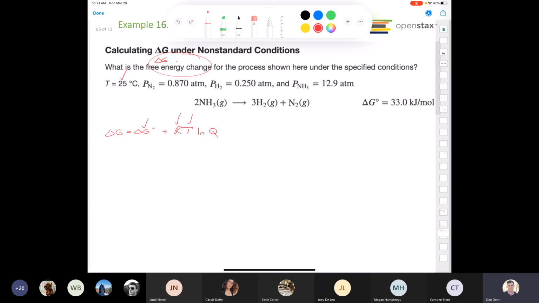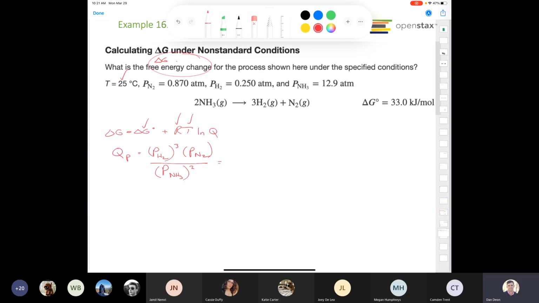Well, you guys know how to solve for Q. You can probably do it faster than me. You know that in this case it's a QP because we're given all the partial pressures. The QP is going to be equal to, oops, I got concentration on the brain. It's going to be equal to the partial pressure of hydrogen cubed multiplied by the partial pressure of nitrogen divided by the partial pressure of ammonia squared. Give me a thumbs up if you remember how to calculate a Q like this. You're like, yeah, I remember that.